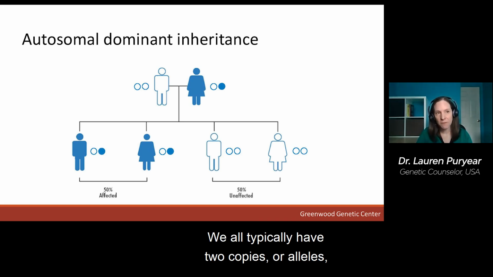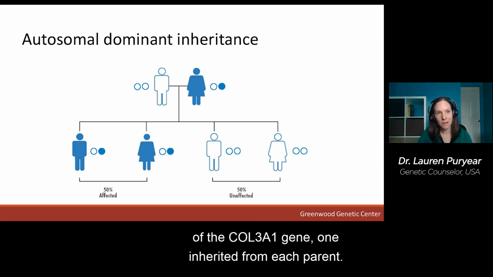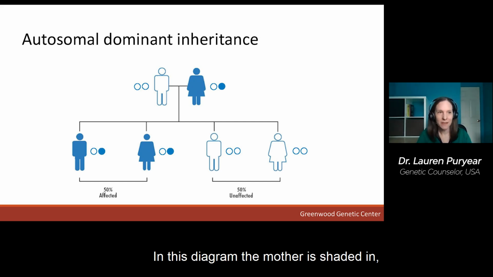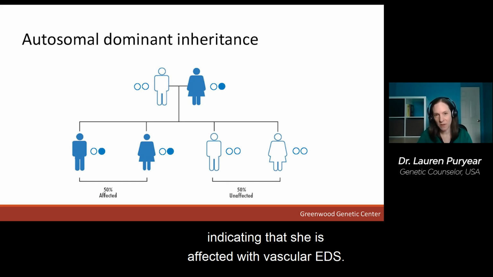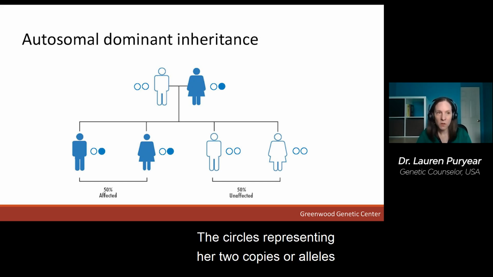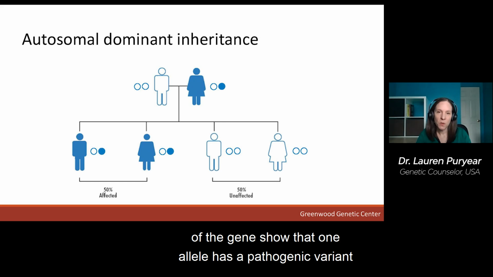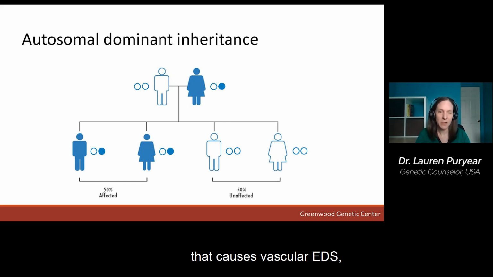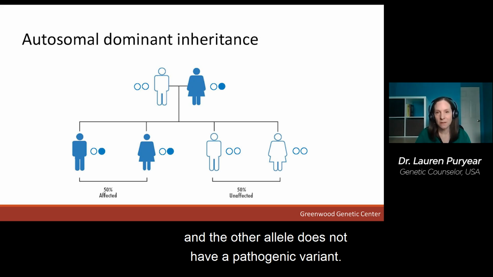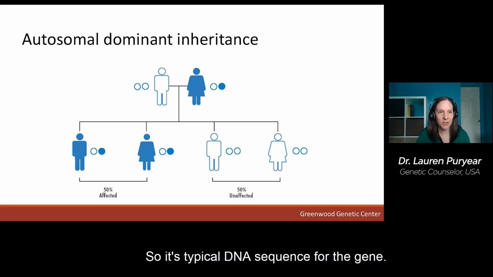We all typically have 2 copies or alleles of the COL3A1 gene, one inherited from each parent. In this diagram, the mother is shaded in, indicating that she is affected with vascular EDS. The circles representing her 2 copies or alleles of the gene show that one allele has a pathogenic variant that causes vascular EDS, and the other allele does not have a pathogenic variant. So it has typical DNA sequence for the gene.